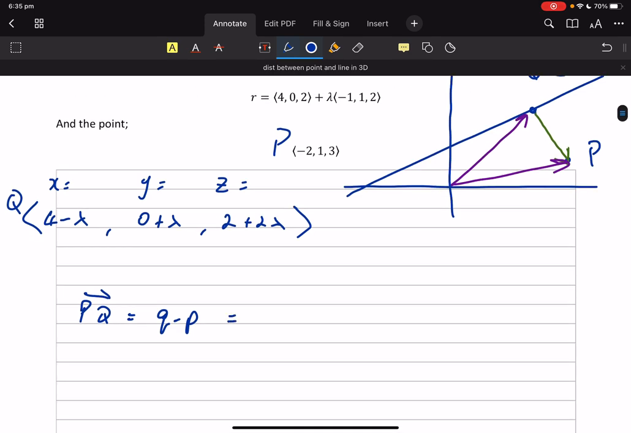Q minus P. So it's 4 minus lambda minus 2, which is going to be 2 minus lambda. The next one is going to be 0 plus lambda subtract my 1, which is lambda minus 1. And my next one is going to be 2 plus 2 lambda minus my 3, which will be, there we go, that's 2 lambda minus 1. Okay.